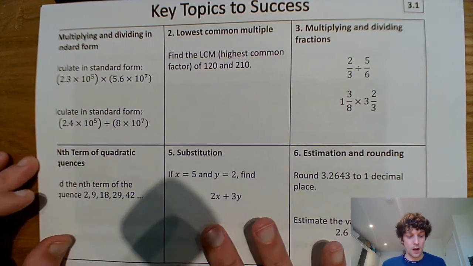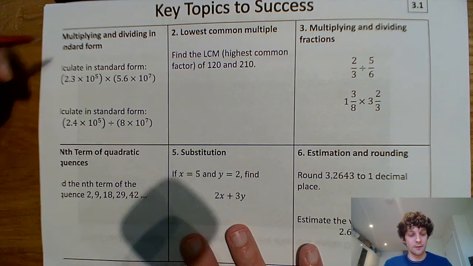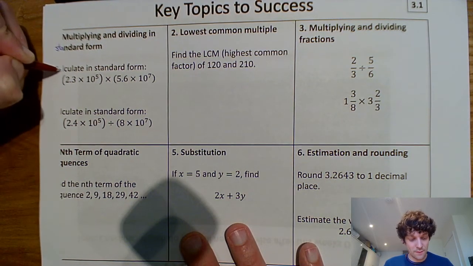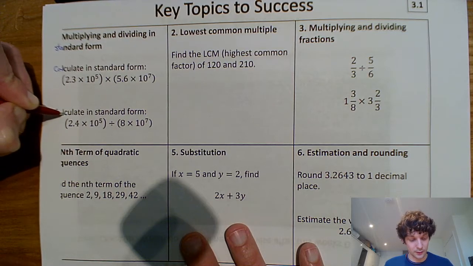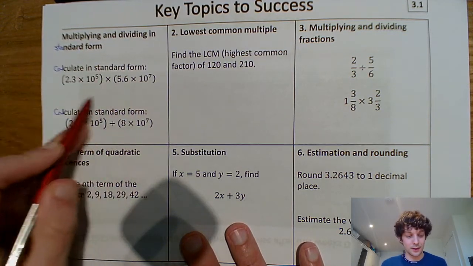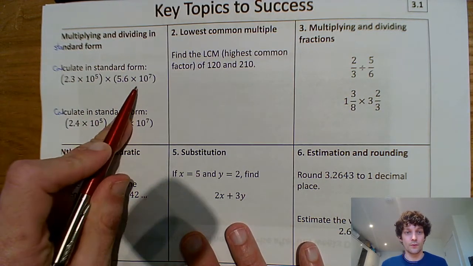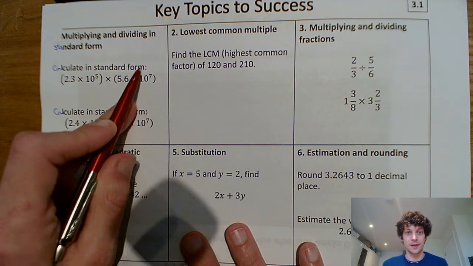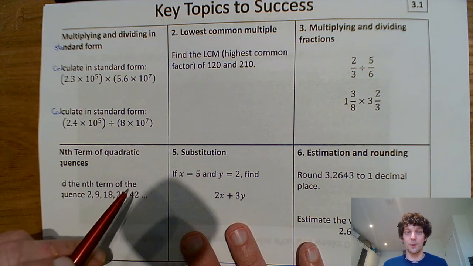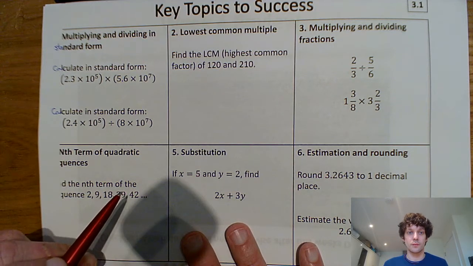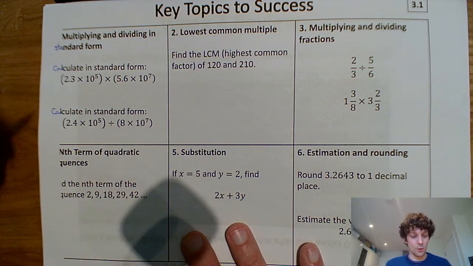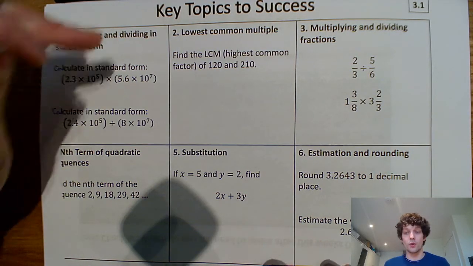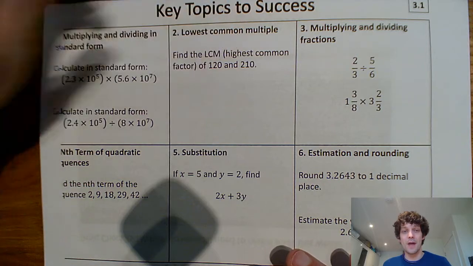Okay, so our first topic is multiplying and dividing in standard form. It should say standard form there, and these instructions should say to calculate those. So calculate in standard form, 2.3 times 10 to the power of 5 times 5.6 times 10 to the power of 7. Okay, so if we're given this in a non-calculator paper or in a calculator paper, our method is broadly the same.